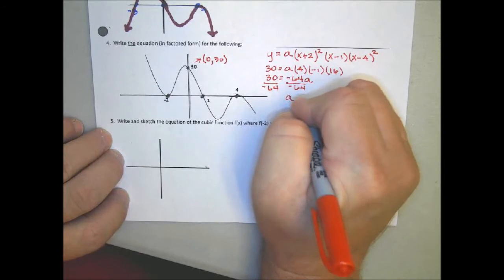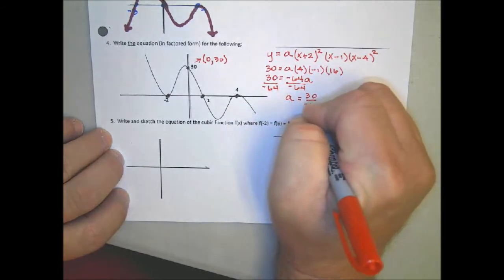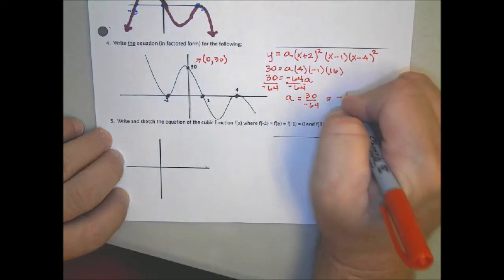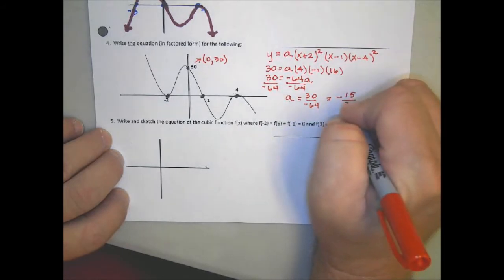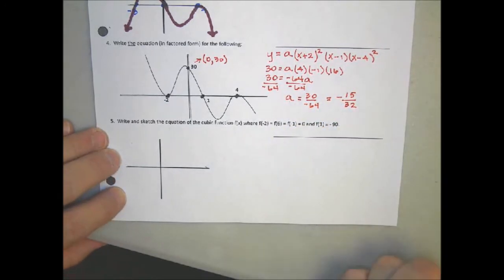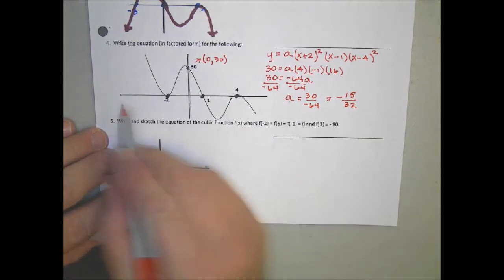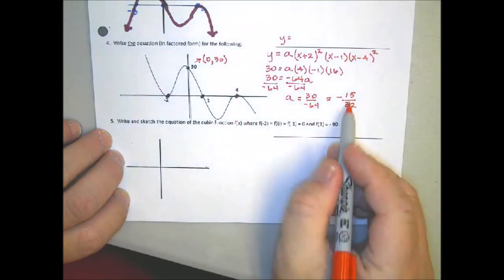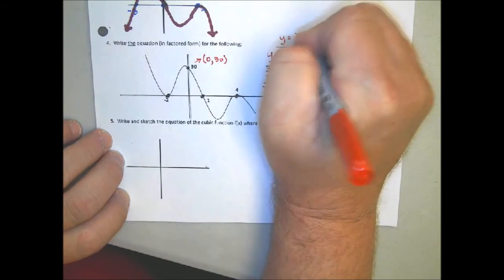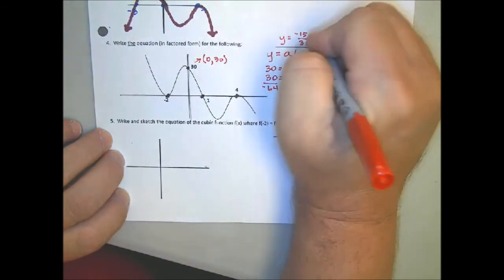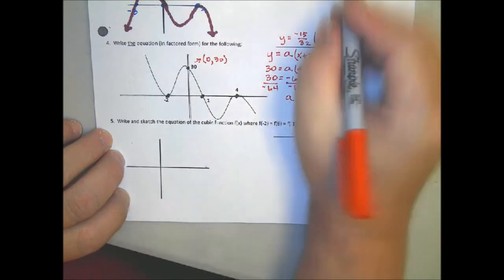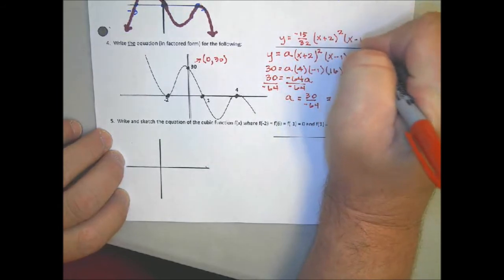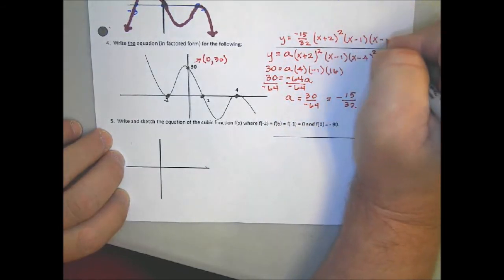and you get a equals 30 over -64, which simply needs to be reduced to -15 over 32. So that's my a value. Now I can write the entire function that produces this graph. Y equals, put in the a value first, -15/32, and now just put everything else in factored form. X plus 2 squared multiplied by x minus 1 multiplied by x minus 4 squared.